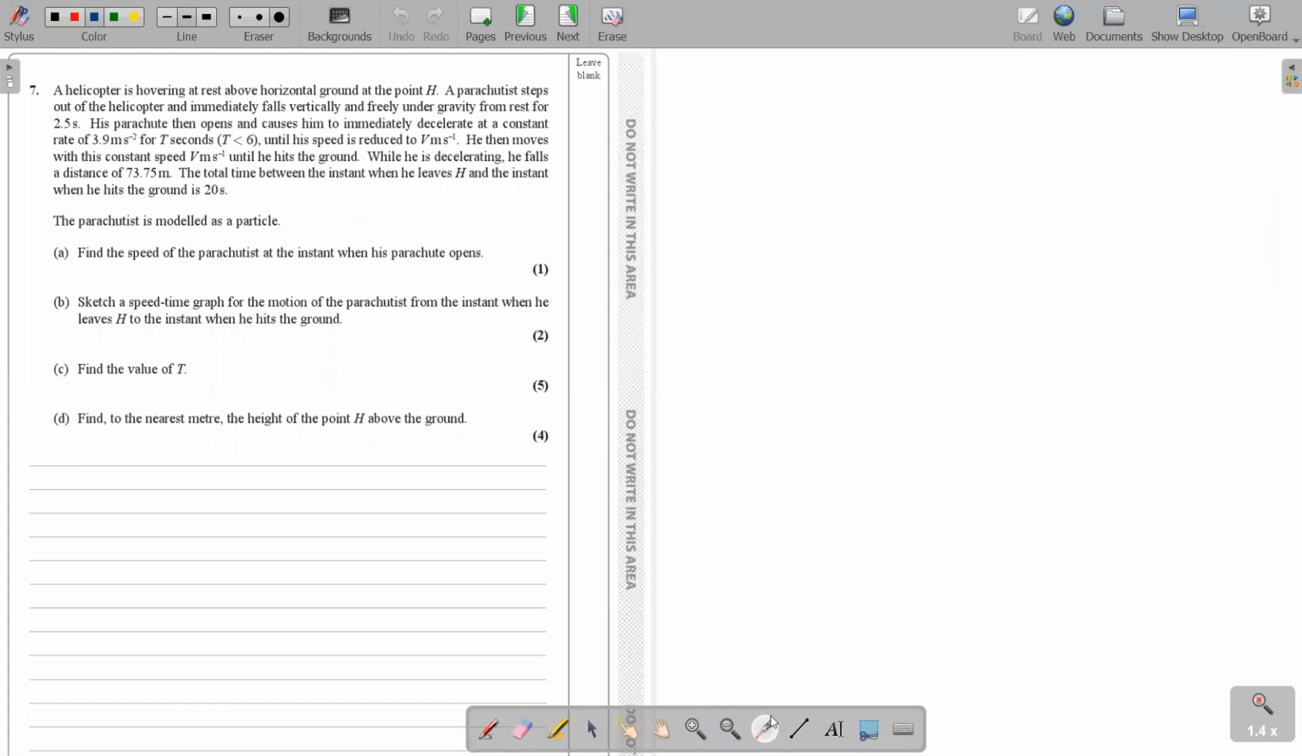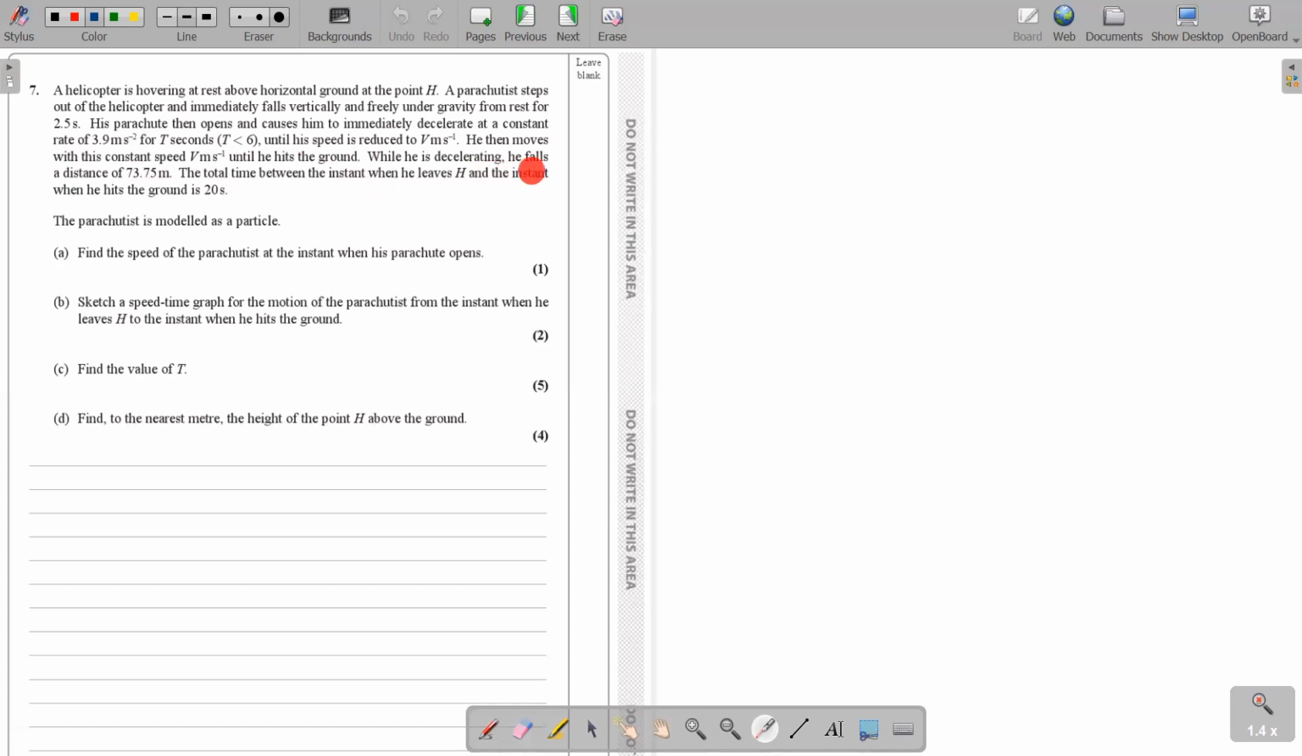Okay, moving on to question number 7. A helicopter is hovering at rest above horizontal ground at the point H. A parachutist steps out of the helicopter and immediately falls vertically and freely under gravity from rest for 2.5 seconds. Okay, so he's freely falling for 2.5 seconds. His parachute then opens and causes him to immediately decelerate at a constant rate of 3.9 meters per second square for capital T seconds, where capital T is less than 6, until his speed is reduced to v meters per second. He then moves with this constant speed v meters per second until he hits the ground.